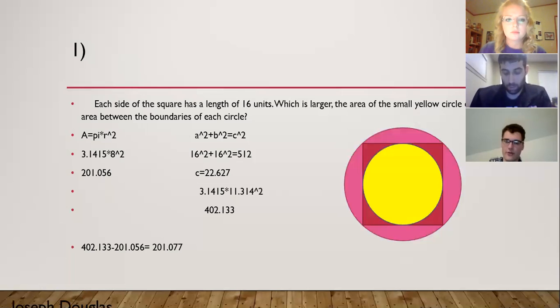We then subtract this from this to get the area between them, which is 201.077. That means, the picture's not drawn to scale, the area between these two circles is just barely larger than the smaller circle value. Okay. Sounds great. Thank you.